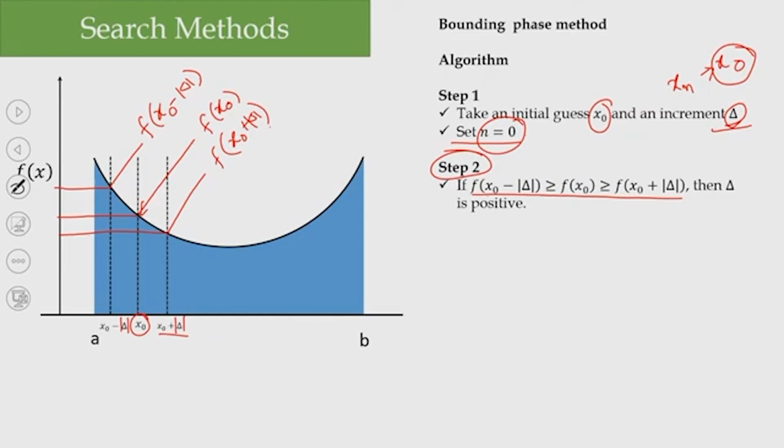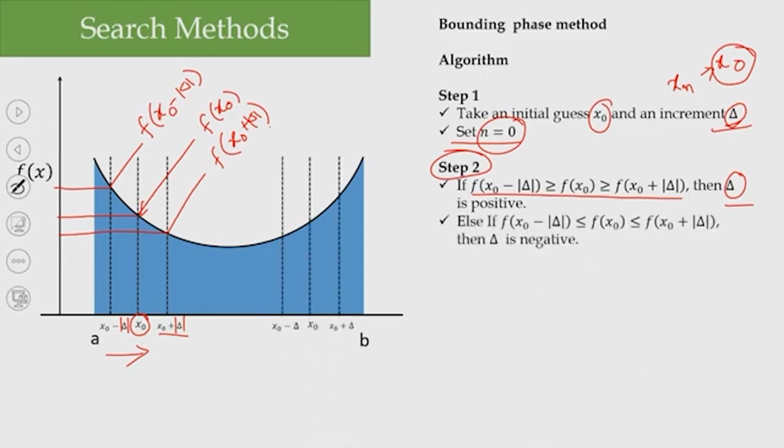Now, in this case, what is happening? This condition is true. That means f of x naught minus delta is greater than f of x naught, and f of x naught is greater than f of x naught plus absolute value of delta. If it is true, then delta is positive. That means I will go in this particular direction. If I go along that direction, I will be able to bracket the optima. We are just checking whether delta is positive or negative. In step 2, if this condition is true, that means delta is positive.